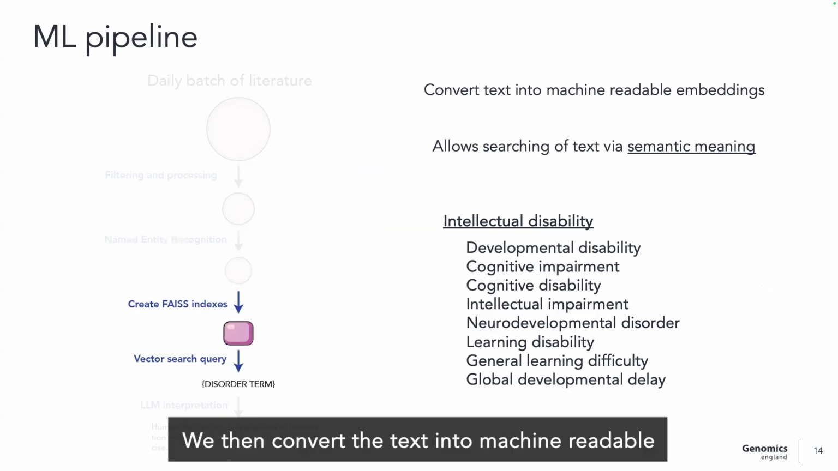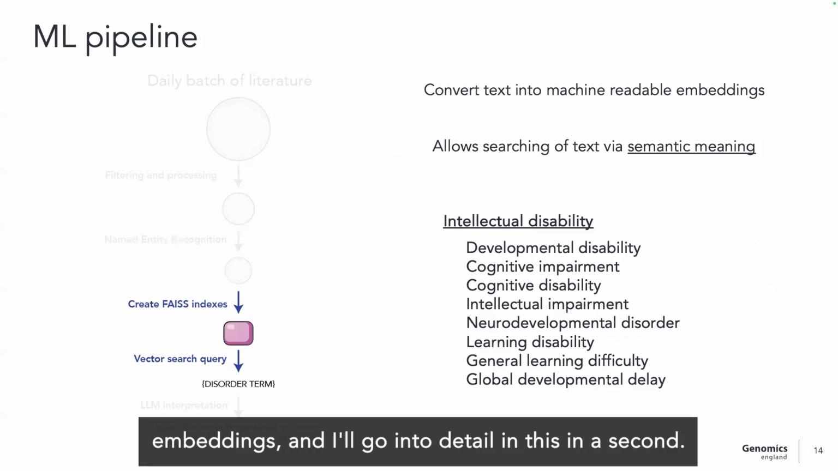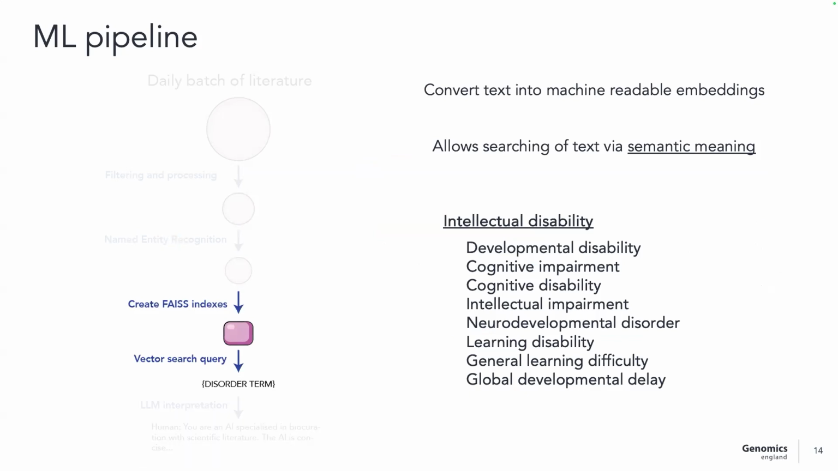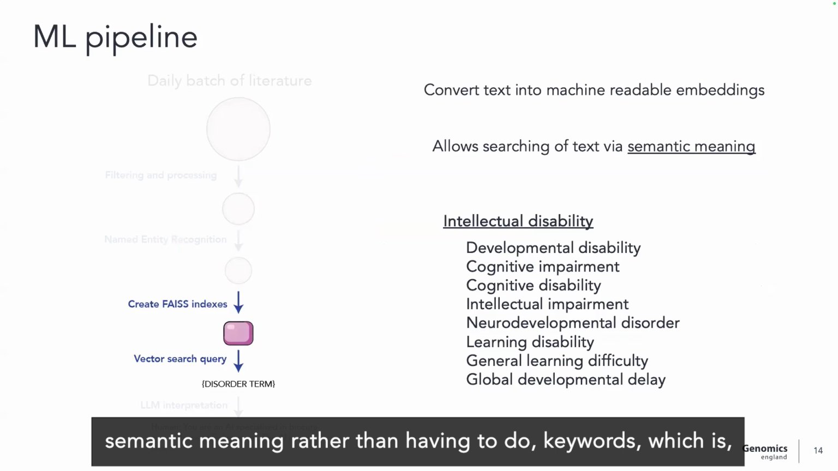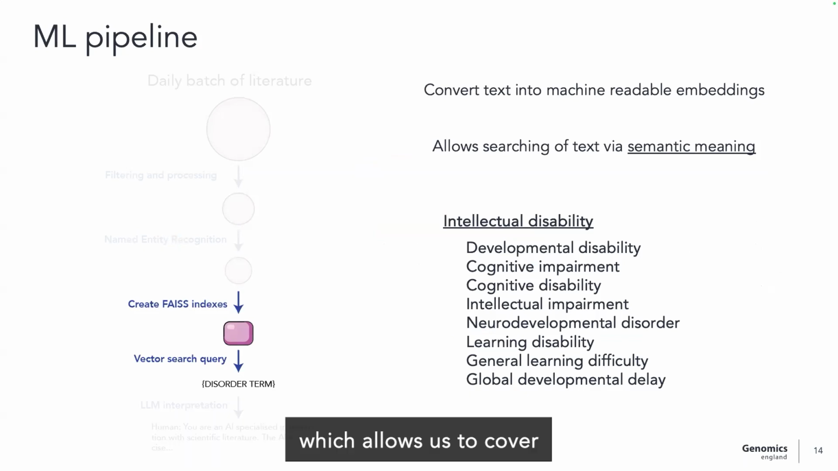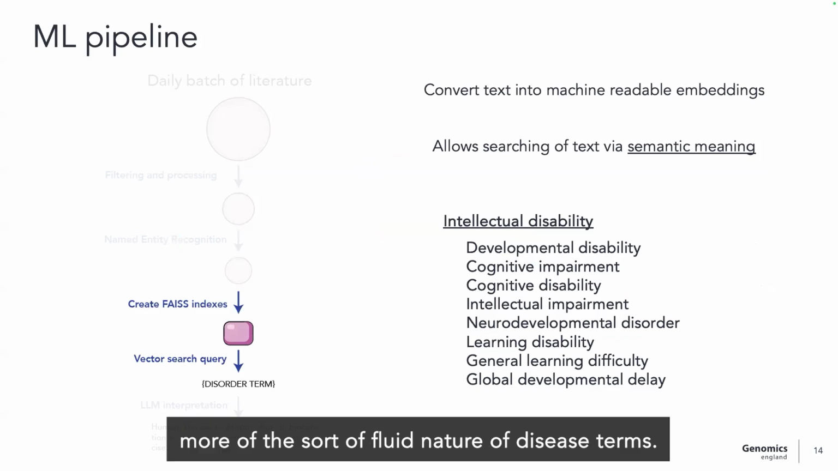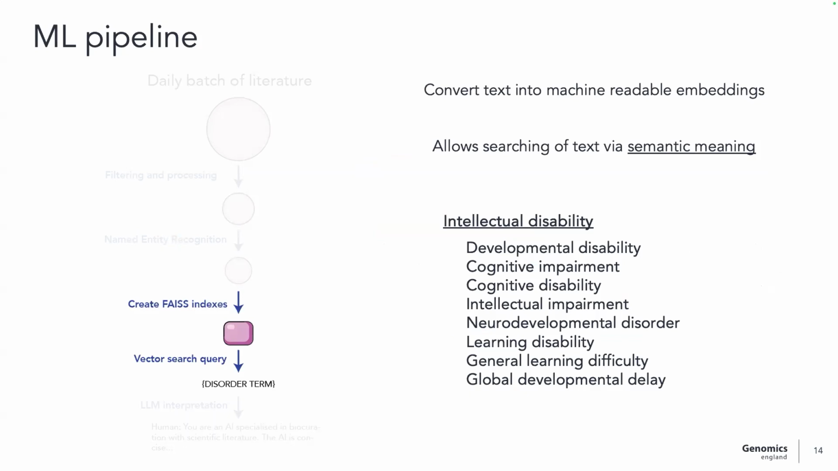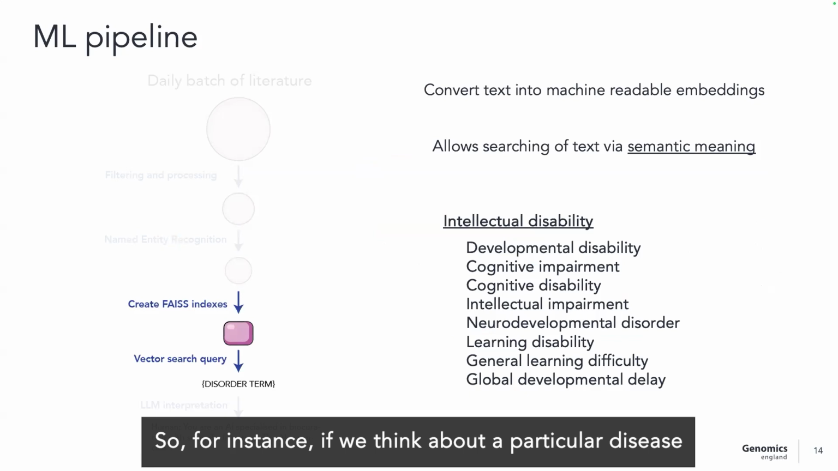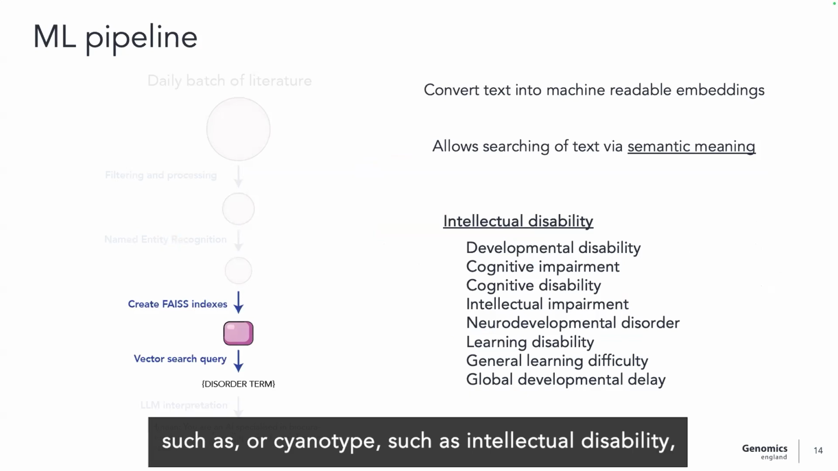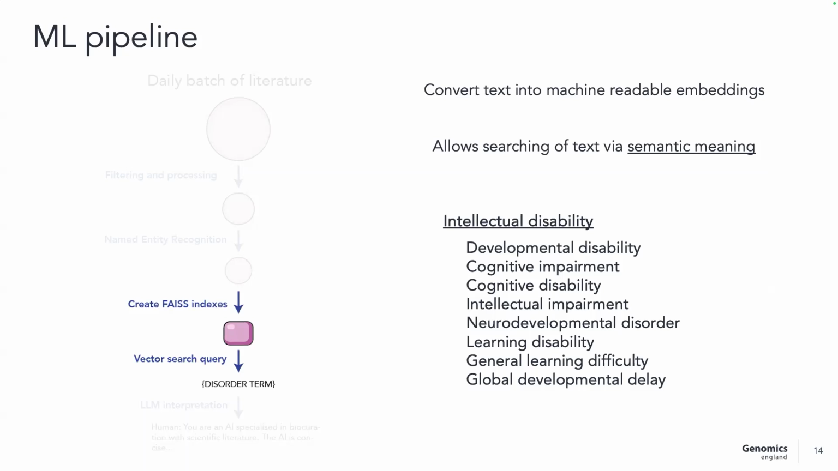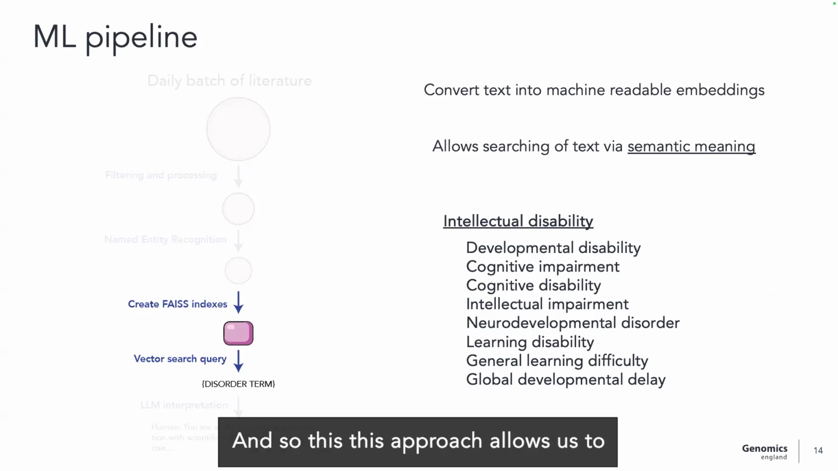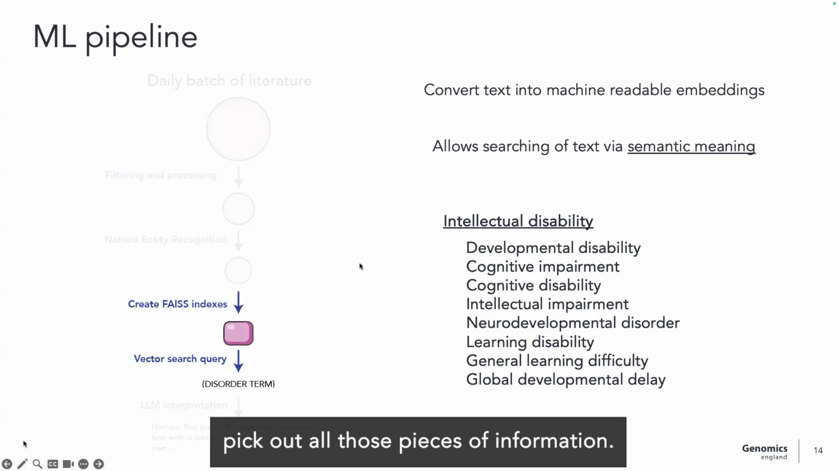We then convert the text into machine readable embeddings, and I'll go into detail on this in a second. But this essentially allows us to search text via semantic meaning rather than having to use keywords, which allows us to cover the fluid nature of disease terms. For instance, a phenotype such as intellectual disability can be referred to in many different ways inside a paper, and we want to be able to capture all of those. This approach allows us to pick out all those pieces of information.